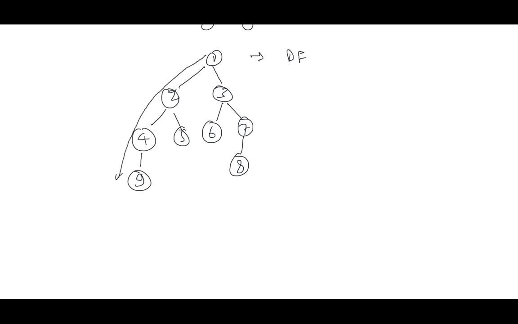It will print 1, 2, 4, 9. Then it will come back and then go for the right. So it will print 5 and come back. It will go for 3, 6. Then it will come back to 3, 7, 8. It would be a depth first search.